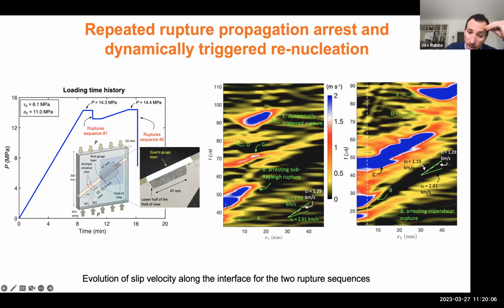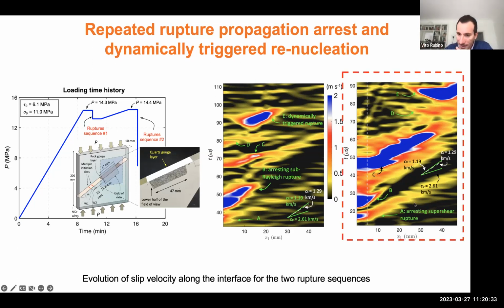and then a trailing Rayleigh rupture, again, tries to enter the interface, but is arrested. So this black region is 0. So basically it's arrested, or nearly so. And then there are various attempts of nucleation, some successful attempts. And then here we have these dynamically triggered events that renucleate along the interface, which in this case are even more pronounced. So if we now focus on this second sequence, we want to analyze one by one these events.